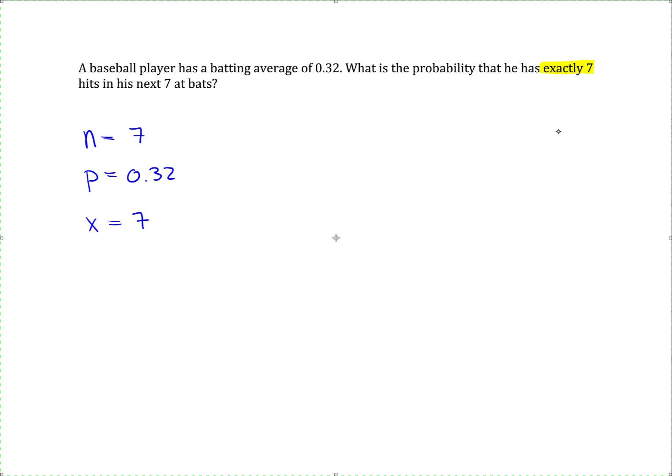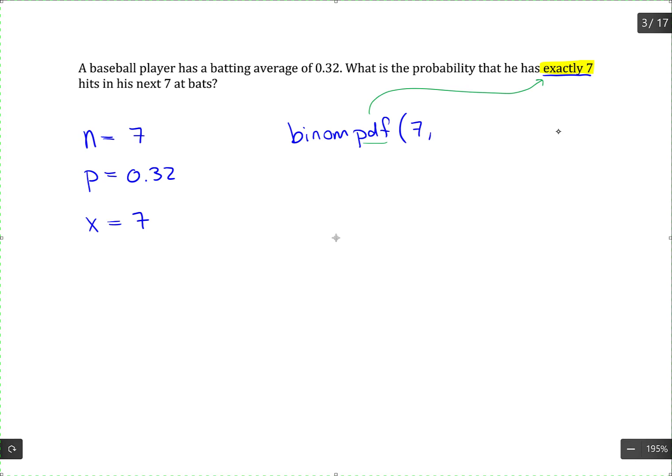Now, because the language says we want to find the probability of exactly 7 hits, that language tells us that we're going to use the function Binompdf. So Binompdf tells us the probability for exactly a certain number of items out of our sample. So we'll use Binompdf. 7 is the number of trials. The inputs to this are n, the number of trials, p, the probability of success, and last x, which is the number of hits we'd like to observe. So .32 is the probability, and 7 for x.